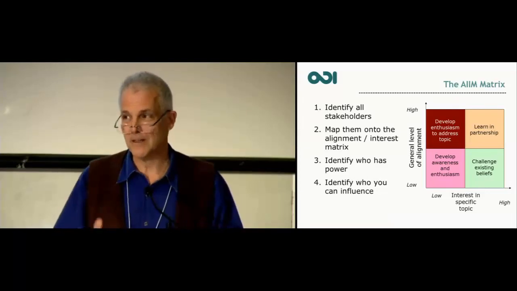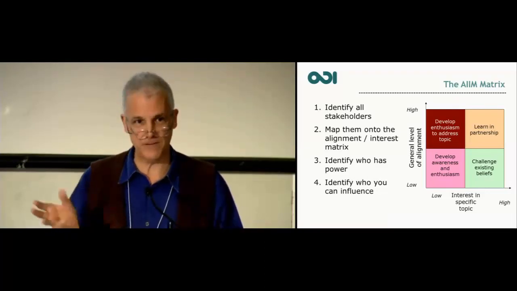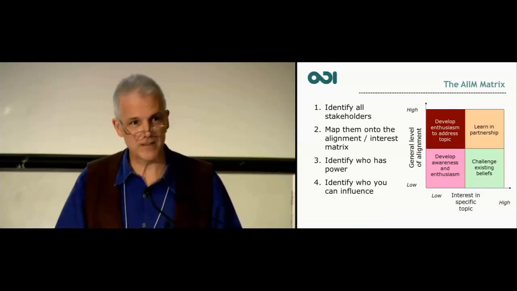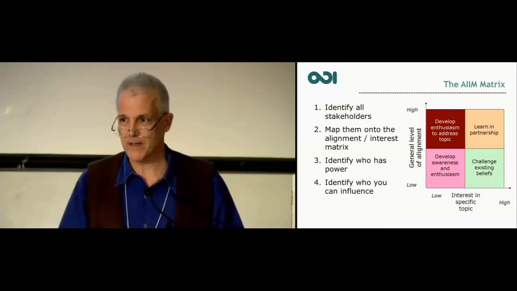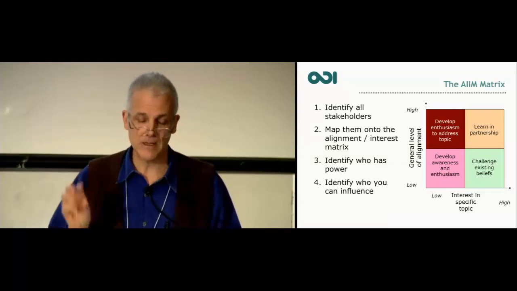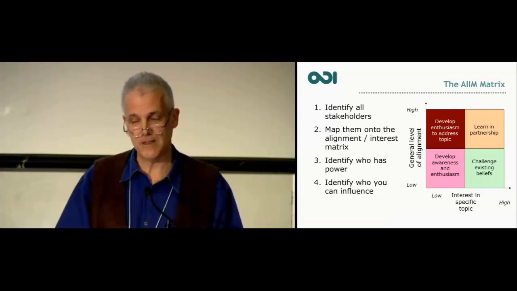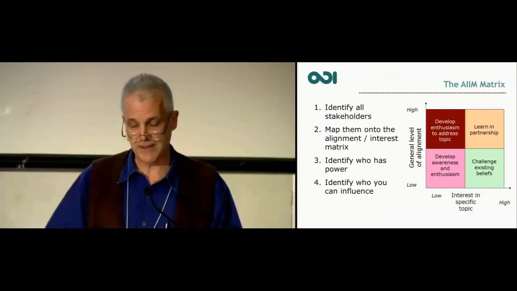And the fourth dimension is how much can you actually influence these people? Ideally, you would work with all the powerful people in all of these boxes, but you may simply not be able to get to them. So you need to be pragmatic and realistic. Who can we influence? And then try and work with the most powerful people that you have a chance of influencing to try and get them alongside and to work with you.